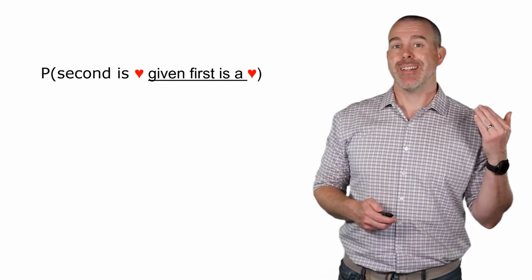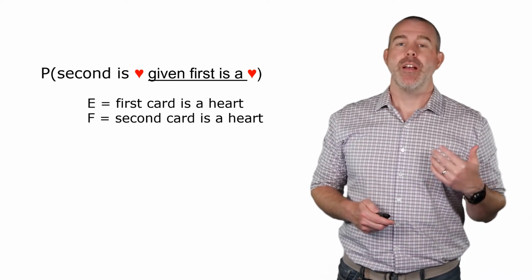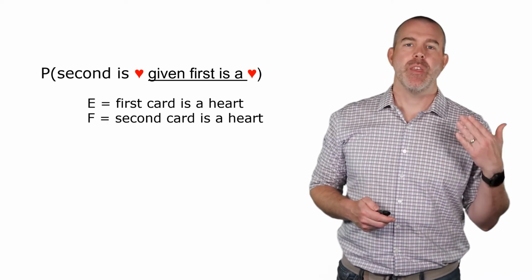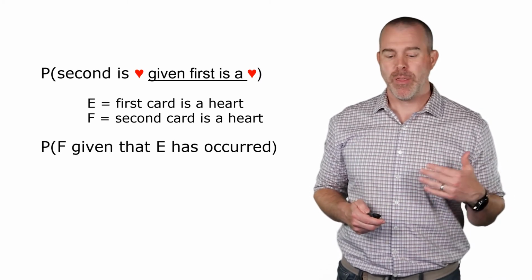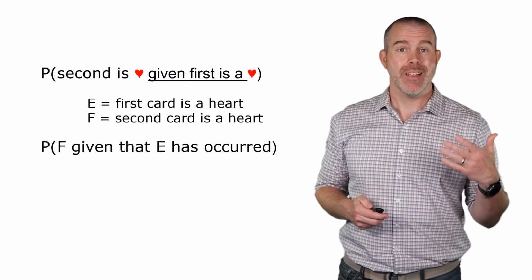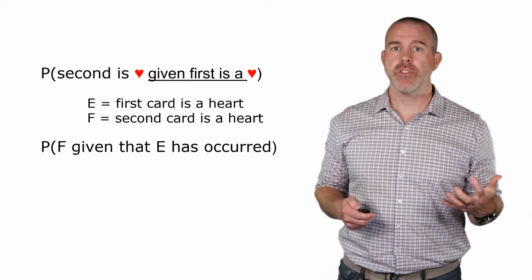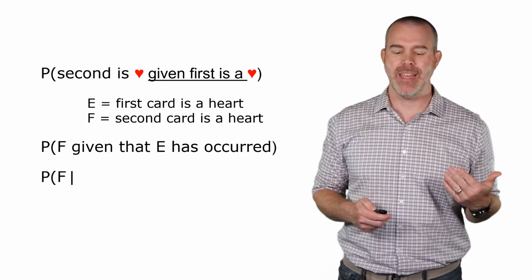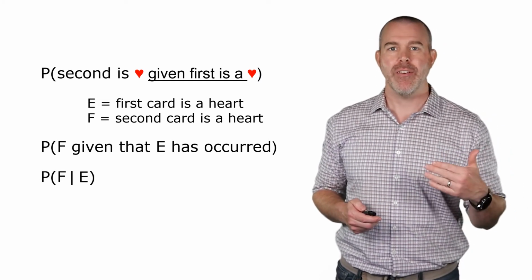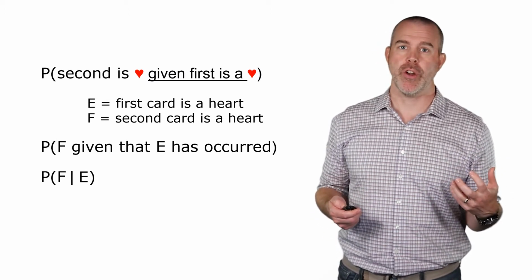Let's dive a little bit deeper into that probability. The probability that the second is a heart, given that the first was a heart. So if we define 2 events, E is that the first card is a heart, F is that the second card is a heart, this would be the probability that F occurred, given that E has already occurred. We can shorten this notation. We actually put F and then a vertical line and then E. That's F given E. That's the probability of F given that E has already occurred.